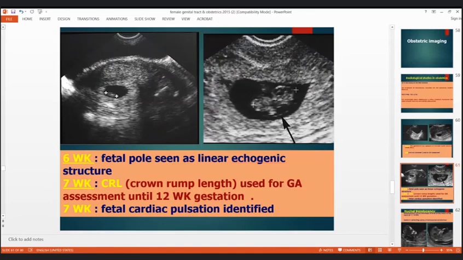On 6 weeks, a fetal pole is seen as a linear echogenic structure. By 7 weeks, now we are able to measure the crown rump length, which is the distance from the tip of the head to the tip of the torso. Crown rump length is used for gestational age assessment until week 12 of gestation. And in 7 weeks also, we can observe fetal heart pulsation.